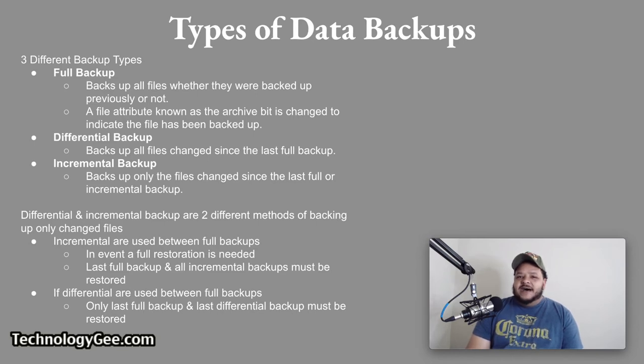You have a differential backup. It backs up all files changed since the last full backup. And then you have an incremental backup. It backs up only the files changed since the last full or incremental backup. A differential backup and an incremental backup are two different methods for backing up only changed files. If incremental backups are used between full backups, in the event that a full restoration is needed, the last full backup and all incremental backups must be restored. However, if differential backups are used between full backups, only the last full backup and the last differential backup must be restored.